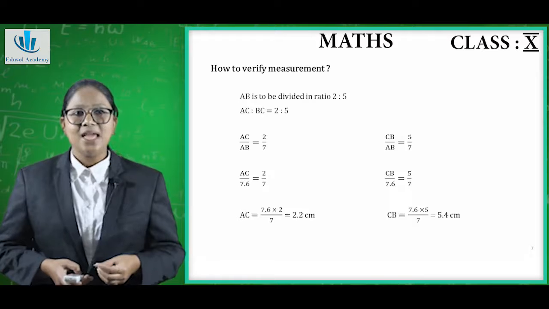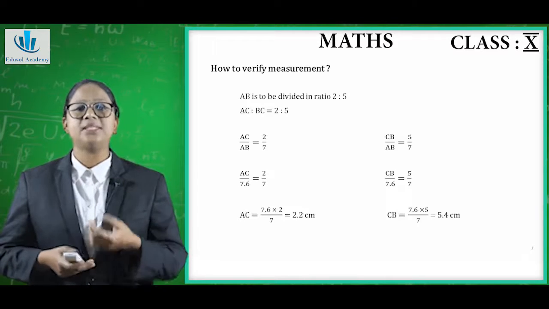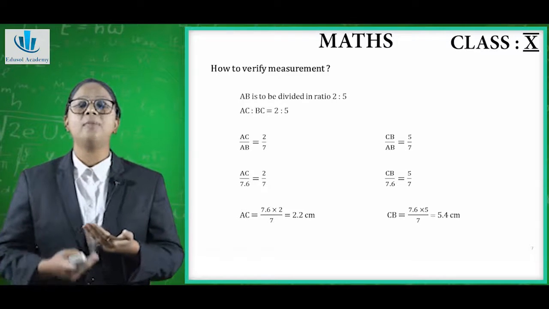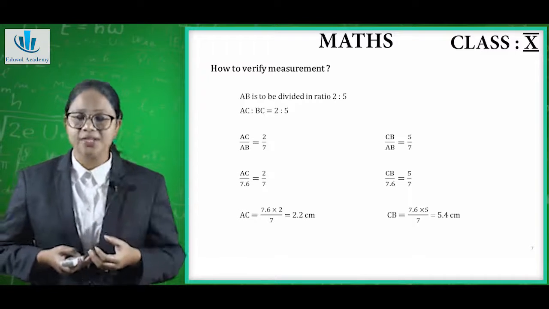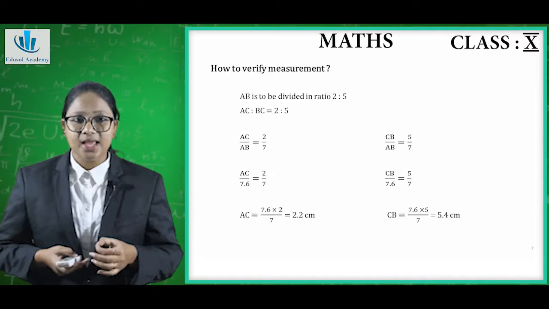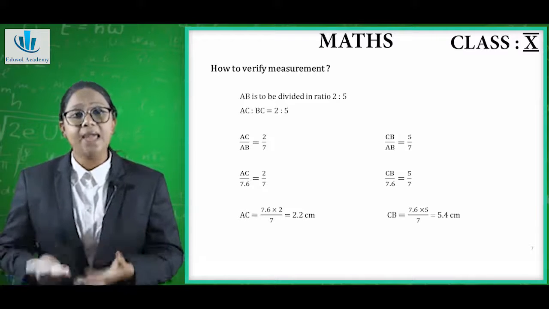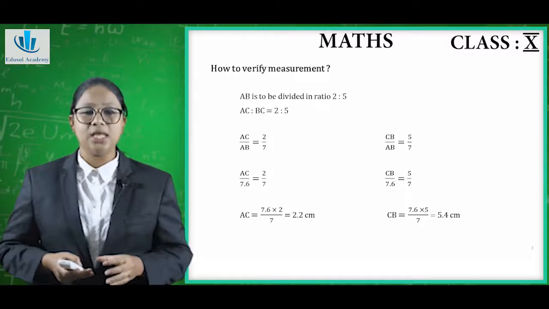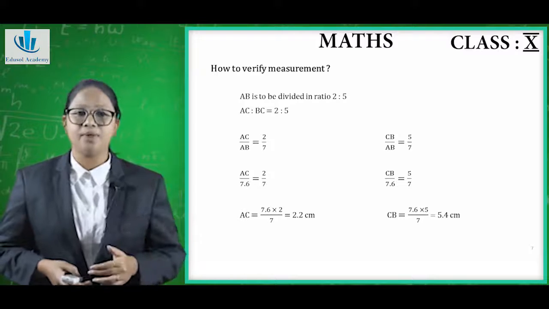That's how it's done. Now we have to measure the values that we have got, as in AC and BC have to be measured. Now how will we know if our measurements or our construction is precise? That's why we do the verification. We know that AC by CB is equal to 2/5. We can say AC by AB, that is a whole, is 2/7, part out of the total. Similarly, CB by AB will be 5/7.